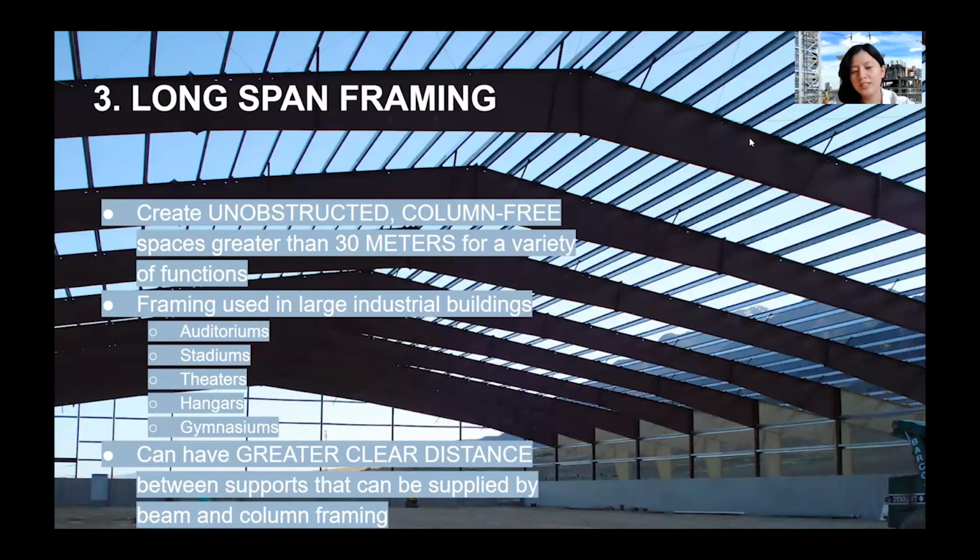The third structural steel framing system is the long span framing system. In the late 20th century, structures that require visibility for a large audience encountered structural problems. Thus, a long span framing system was implemented. These framing systems create unobstructed column-free spaces greater than 30 meters for a variety of functions, such as auditoriums, stadiums, theaters, hangars, and gymnasiums. These framing systems can provide greater clear distance between supports than can be supplied by beams and columns.